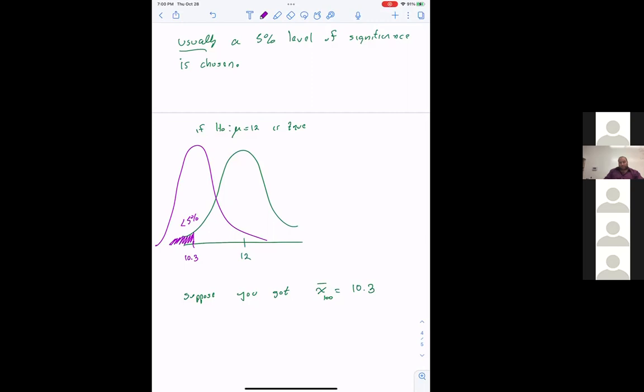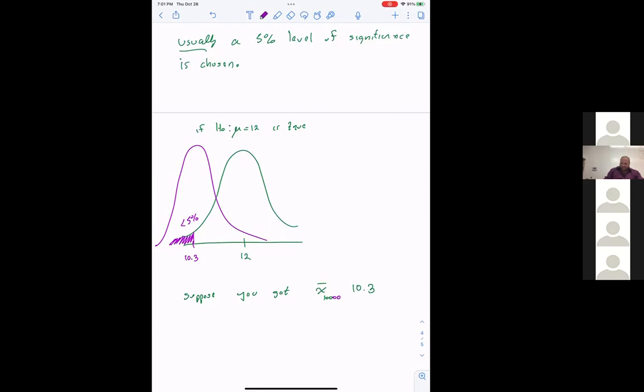Wait, what's the question? Which is more likely? That the center of the distribution really is 12, like the null hypothesis claims, or 10.3? Out of all the Subway sandwiches in the world, 100 I don't think is enough. Okay, how about 1,000? No. How about 10,000? Yes. Okay, so let's make it 10,000 just for the sake of the example.